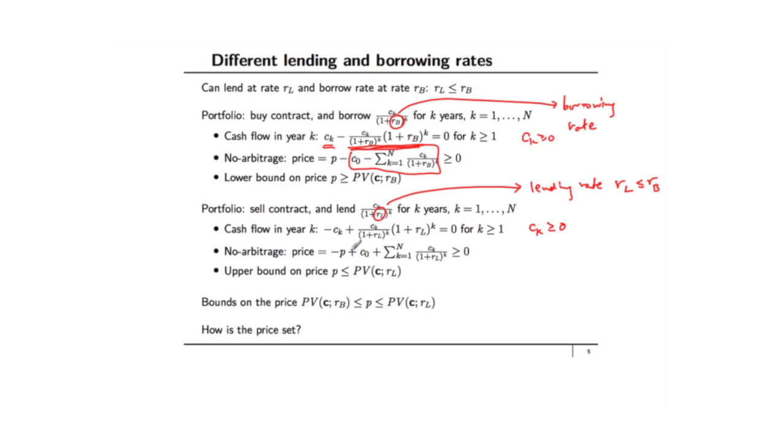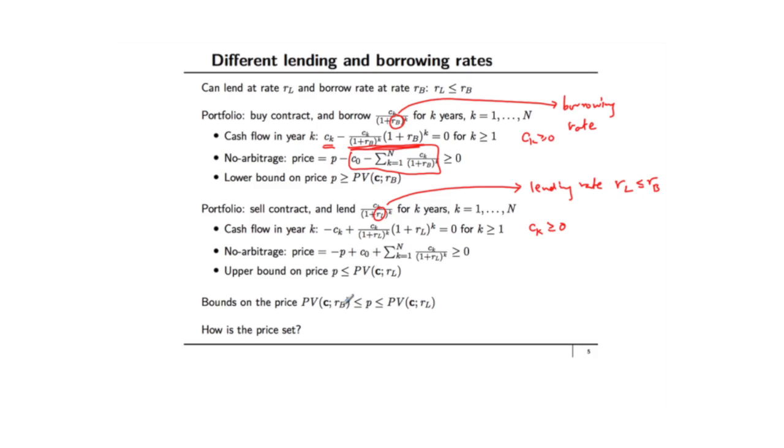Because when I sell the contract, I receive P. When I lend, all of this money goes out of my pocket. Therefore, the net price for the portfolio is going to be the net outflow, which is exactly the quantity that's written out there. That must be greater than or equal to 0, and you end up getting an upper bound for the price. That P must be less than or equal to the present value of the cash flow C computed using the lending rate RL. This time around, we don't get an exact price for P.